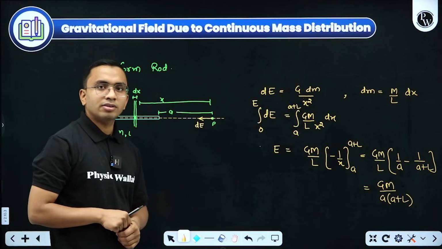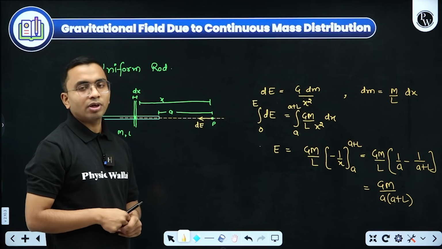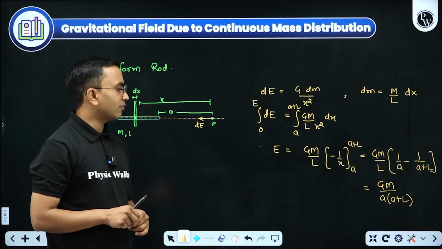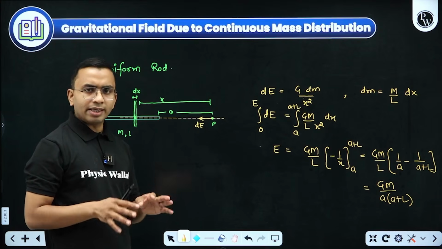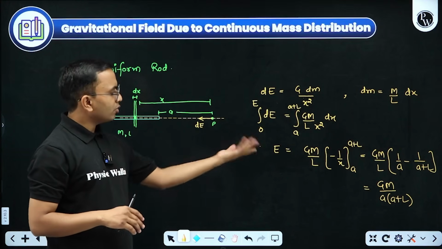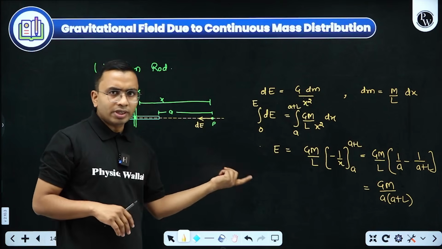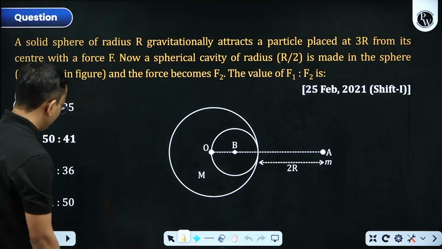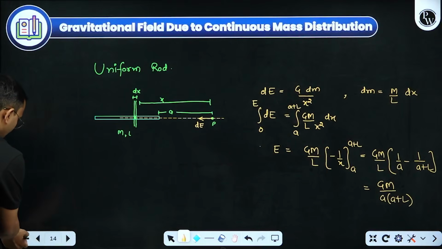Generally, for the standard shapes, for a sphere, for a shell, or let us take a ring, all those standard things we will do. Those results you can remember. This you need not remember. You can just quickly derive these types of things. This is not required.